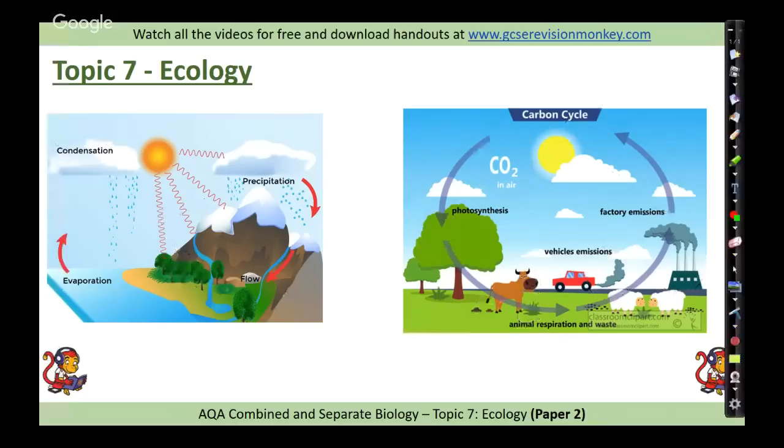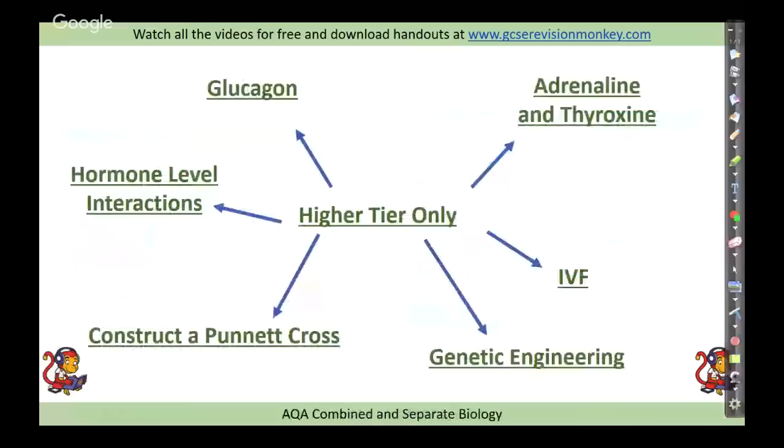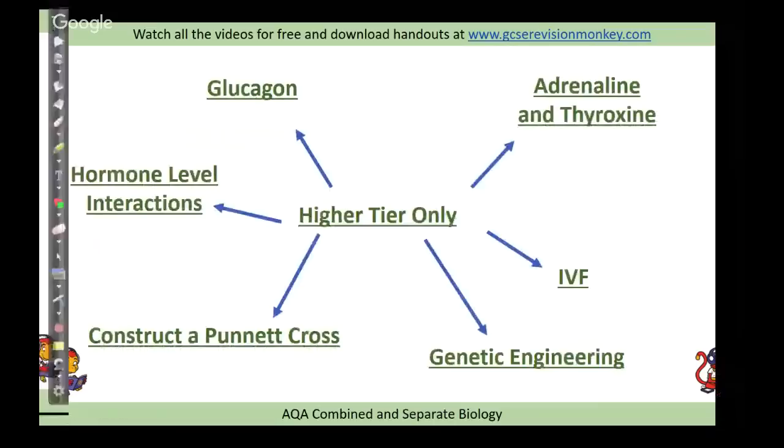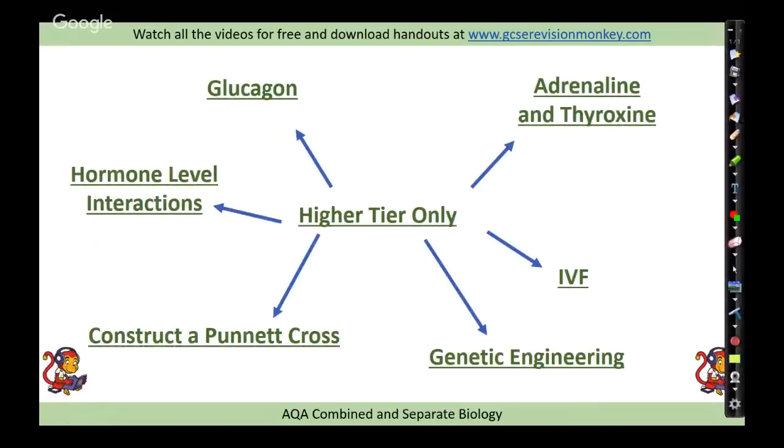If you are a higher combined scientist, there's a few extra things that you need to know. As we've seen in the paper 1 papers, it's quite important to hone down these few higher tier only contents, because it's quite likely that they will ask you some of this tier, otherwise yours might be too similar to the foundation paper. So we've got glucagon, hormone level interactions, adrenaline and thyroxine, IVF, genetic engineering, and we've talked about this one before, whereby you will actually need to construct a Punnett cross, a genetic cross from scratch.